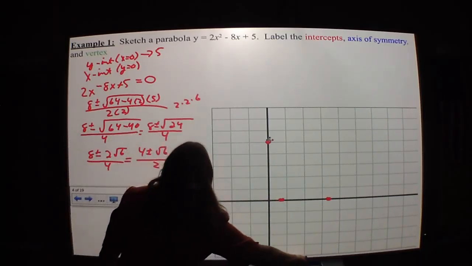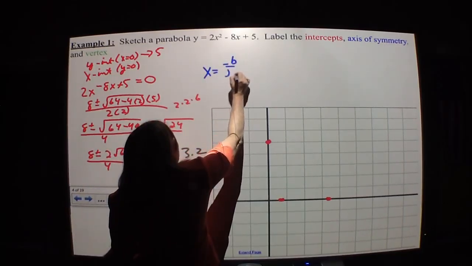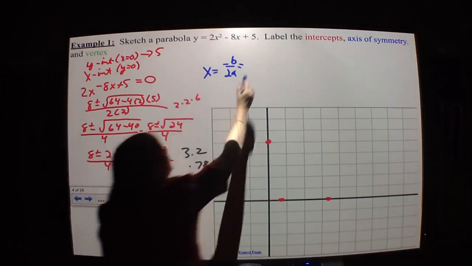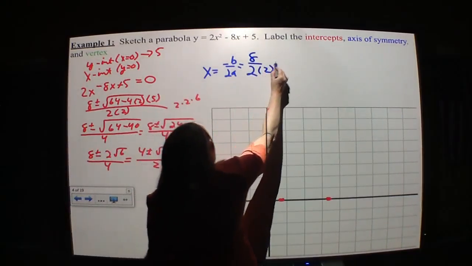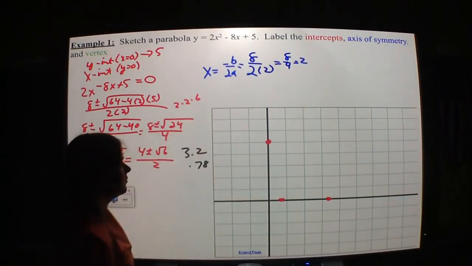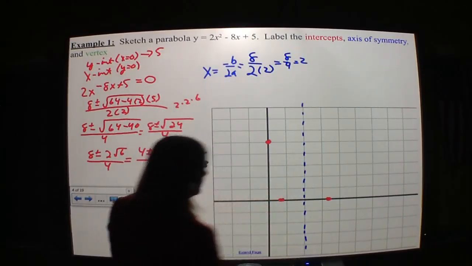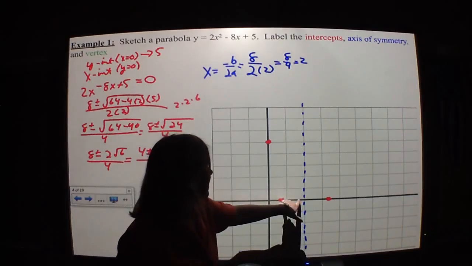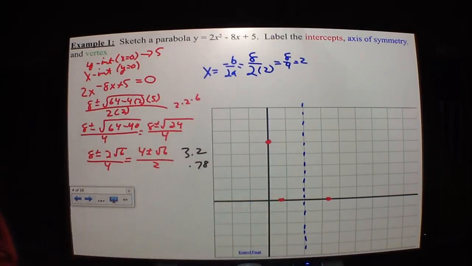My axis of symmetry, remember, x is equal to the opposite of b over 2a. So the opposite of b is 8, over 2a is 2. 8 over 4 is 2. So that's the axis of symmetry. And you can double check: did I make a mistake? Well, it's symmetrical with that. That's about the same distance. So no, I'm sure I didn't make a mistake there. So you can do some double check, make sure it makes some sense.